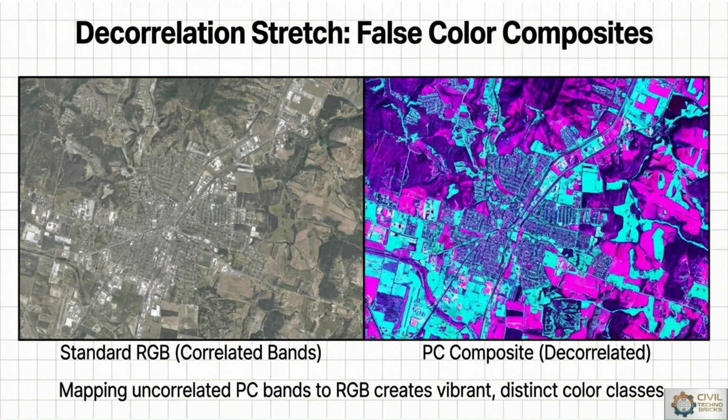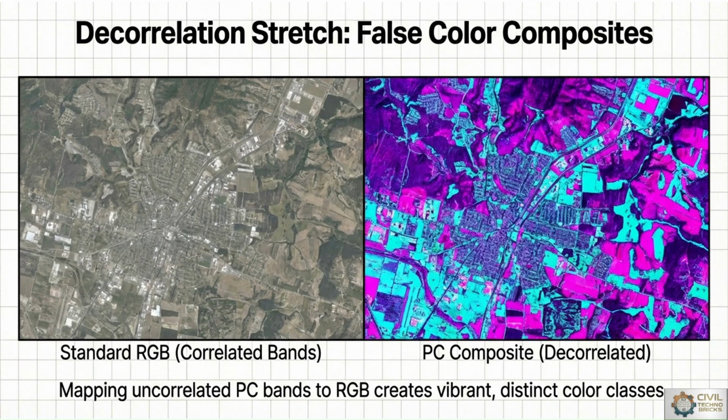Decorrelation stretch, that is the false color composite, is a most important phenomenon, where standard RGB and PC components are compared. Decorrelation stretch reduces correlation among spectral bands, where principal components are assigned to RGB channels, red, green, blue, that is the color channels, to create enhanced color composites. The technique improves visual distinction between different surface features. Land cover classes become easier to identify and map accurately.